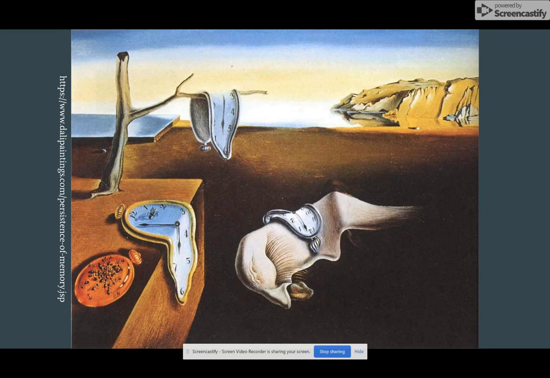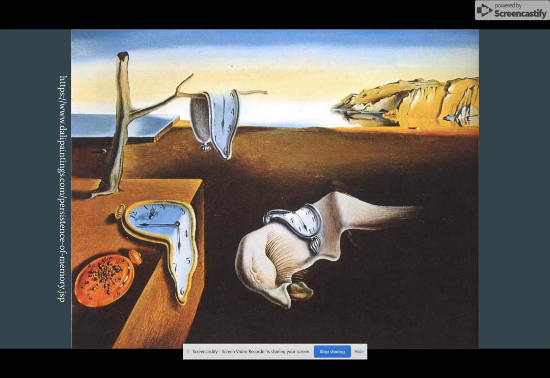It was created first in 1931, was first shown at the Julian Levy Gallery in New York in 1932, and then the Museum of Modern Art in New York City, New York, United States acquired it from an anonymous donor in 1934, and it has been there since.